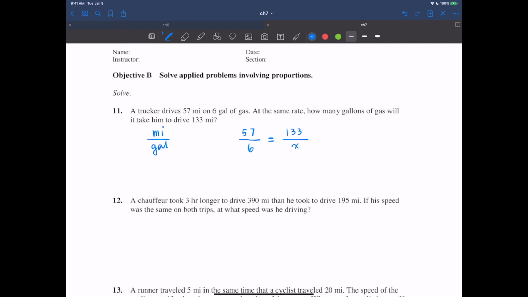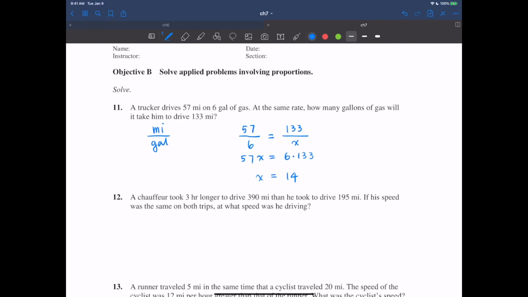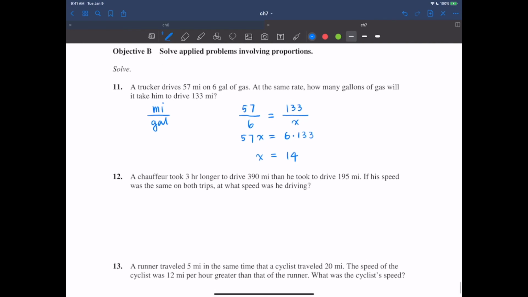So you just make it a variable. You can make it an x or any other variable that works for you. And we simply solve this for x. The best way to solve this, again, will be cross multiplication. So 57x equals 6 times 133. If I divide both sides by 57, I will get my answer, which is 14. So your answer will be 14 gallons of gas to drive 133 miles.